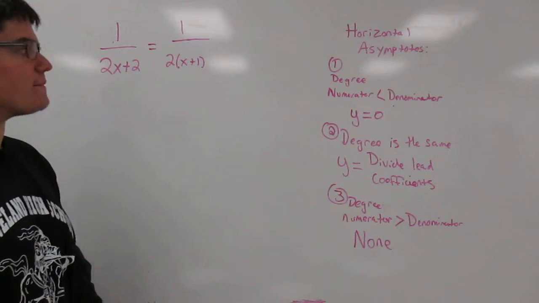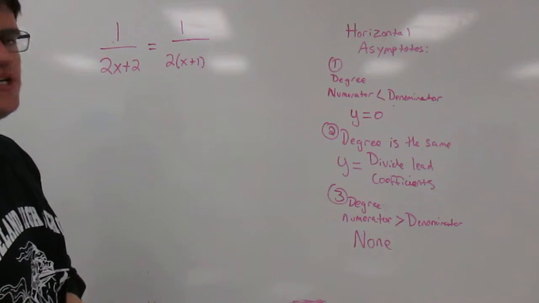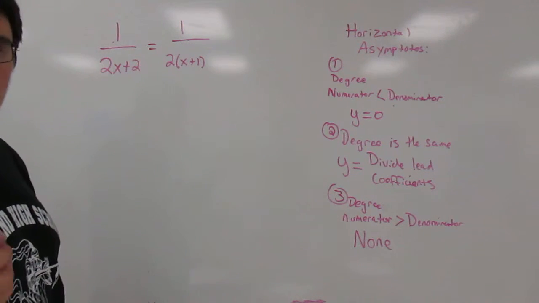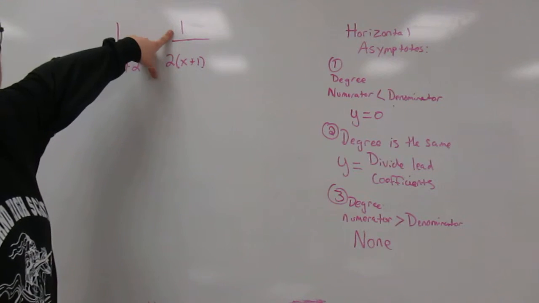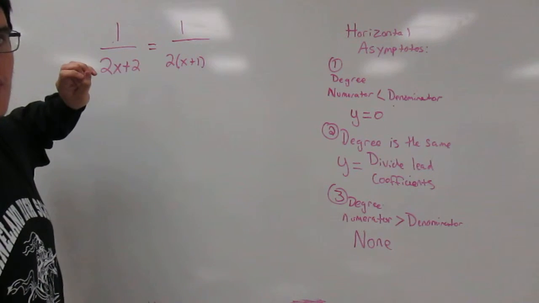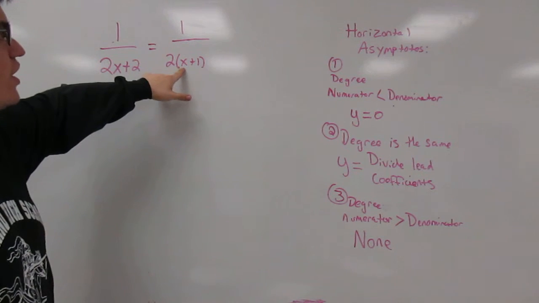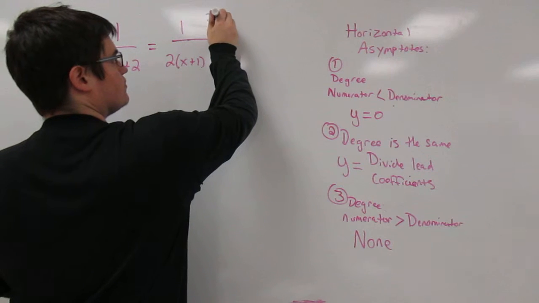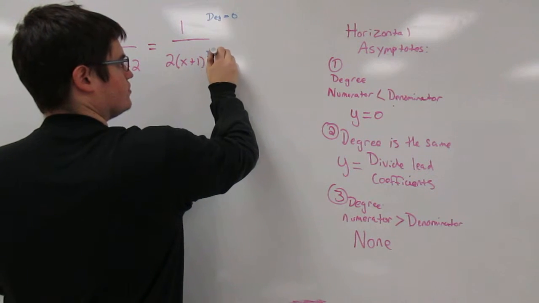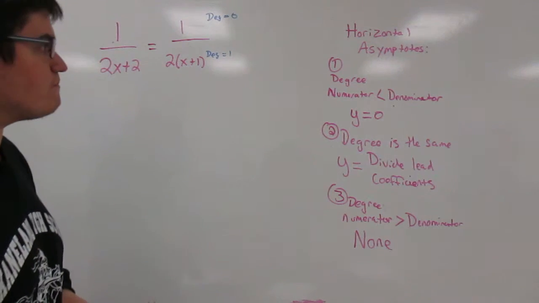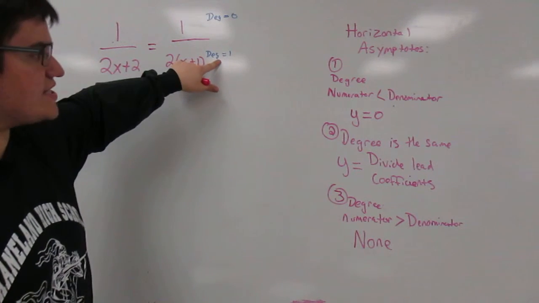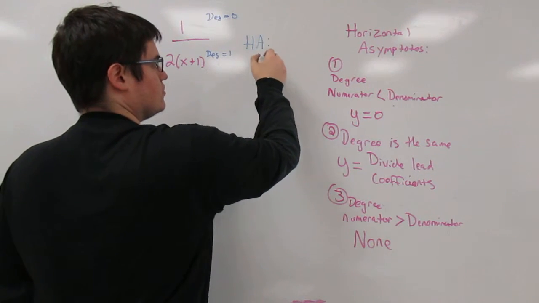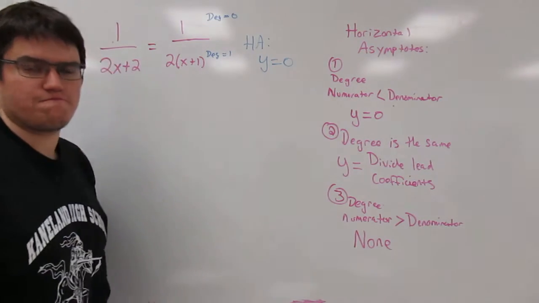Okay, that's good. So now we've got to look at the degrees. Well, nice thing about factoring too, after you've factored everything, you can always count the number of x's you've got. We have no x's in the numerator, so our degree there is 0. But here, we only have this 1x raised to the first power, so our degree is 1. So the numerator is less than the denominator. This is case 1, so our horizontal asymptote will be y equals 0.